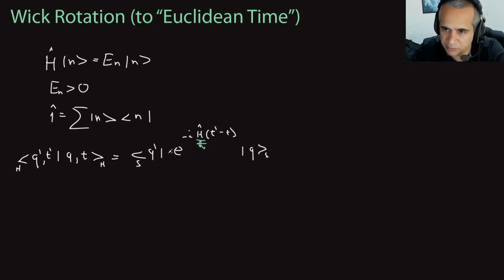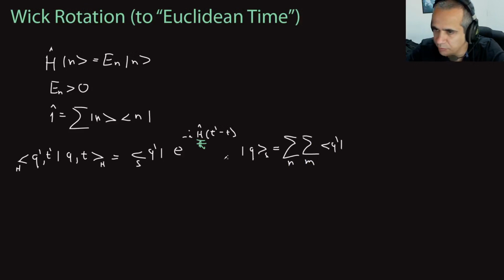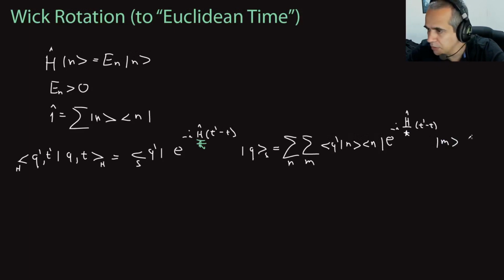So now I will introduce some of these completeness relations here and there, right, which allow me to write this expression in terms of two sums, n and m, of these eigenstates of energy. So I get Q prime, I'm inserting the first completeness relation here, and the exponential of minus i H over h bar (T prime minus T), then m, then Q, right?